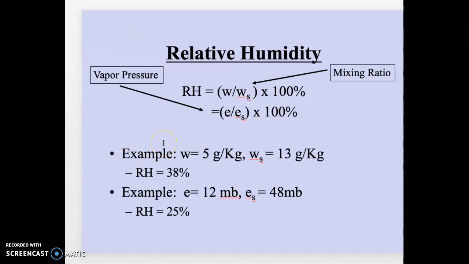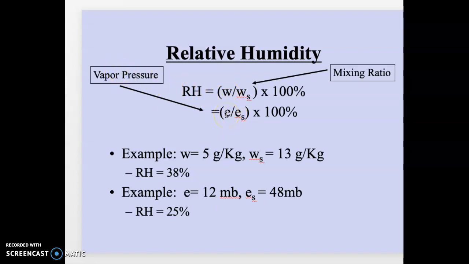So, if you're using either of these variables, vapor pressure or mixing ratio, you can use temperature to look up the saturation variable, so saturation mixing ratio or saturation vapor pressure, and you can use the dew point temperature to look up the mixing ratio, represented by W, and the vapor pressure, represented by E.